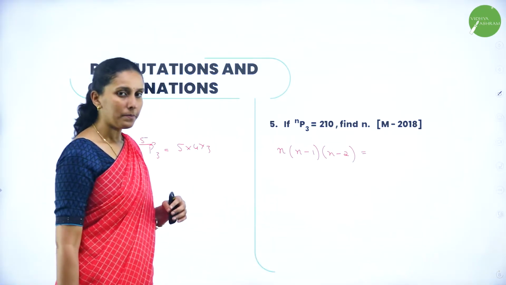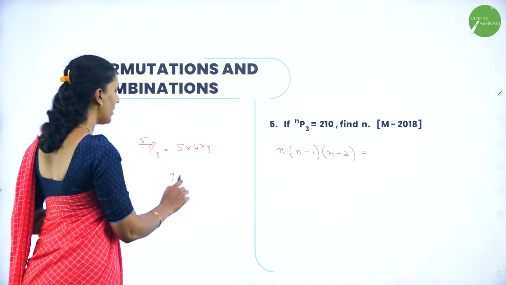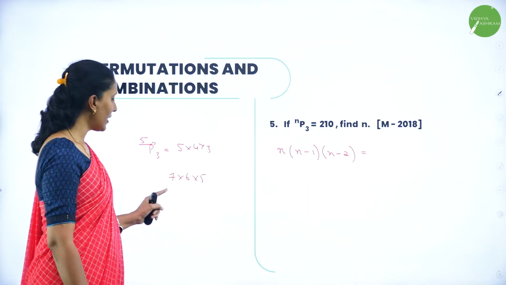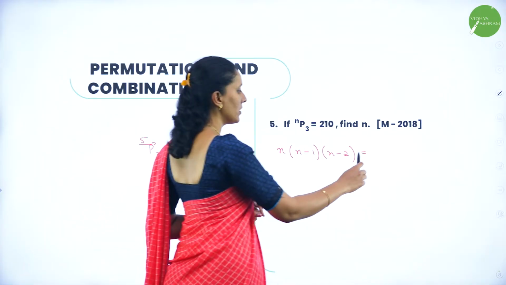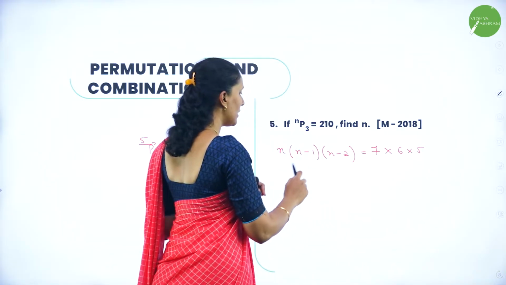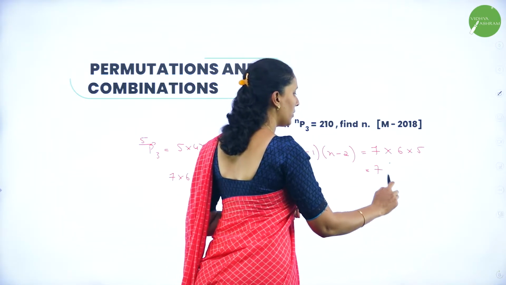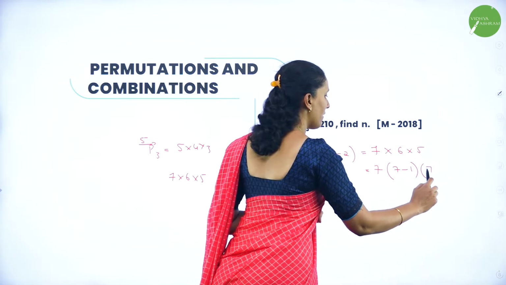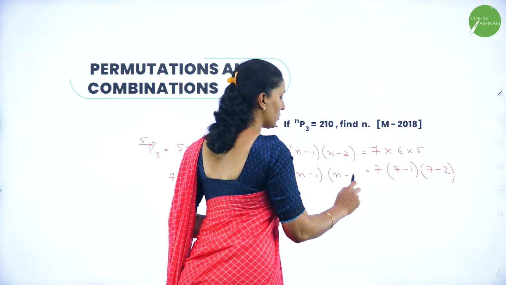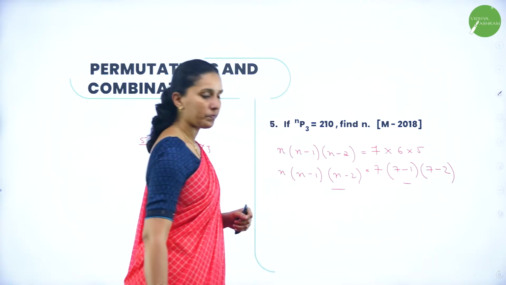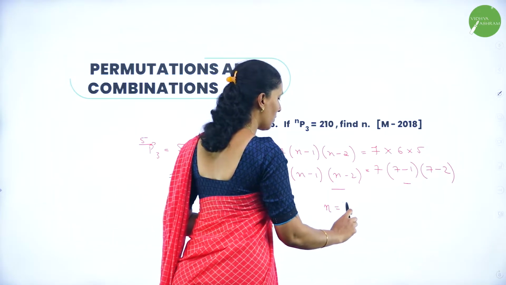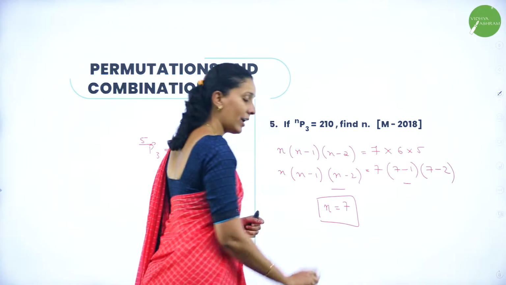210 can be written in the form of 7 into 6 into 5, by inspection. So clearly you can see 7 into 6 into 5, and this is in the form of 7 into 7 minus 1 into 7 minus 2, which is in the form of n into n minus 1 into n minus 2. So by observing these two on your LHS and RHS, you can clearly write n is equal to 7 by the method of inspection.